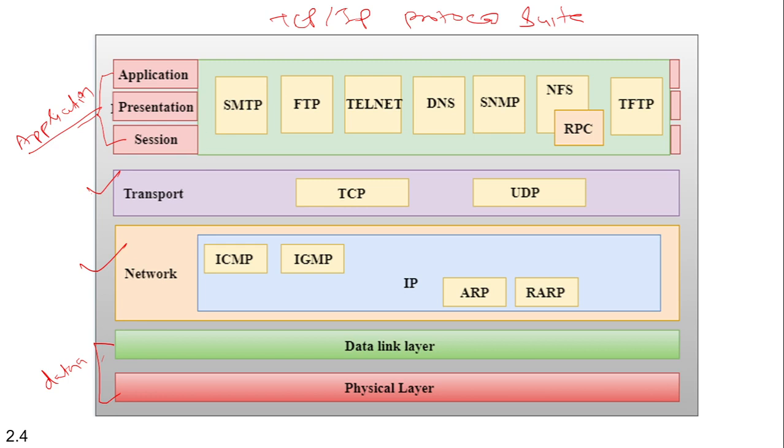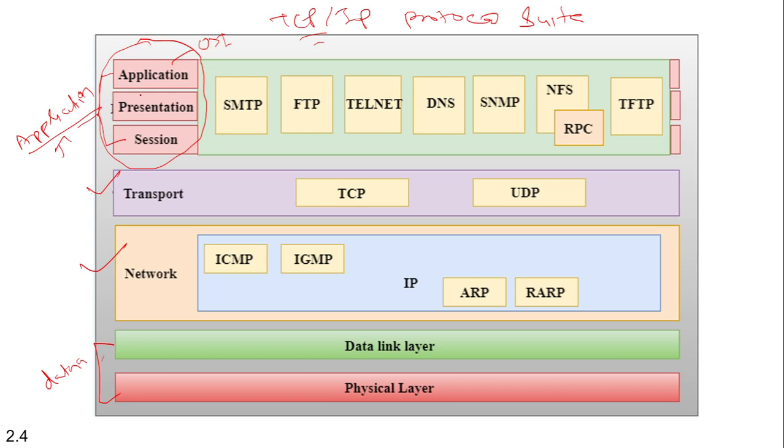But the application layer of your TCP/IP protocol suite is the combination of the application layer, presentation layer, and session layer of your OSI model. So all these 3 layers put together give you the application layer of the TCP/IP protocol suite. Then we have the transport layer.